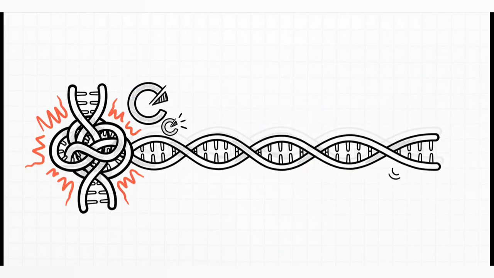And finally, we've got our topology modifiers, the topoisomerases. Imagine trying to unzip a really long, twisted rope. As DNA gets unwound and copied, it gets incredibly tangled and stressed out. These enzymes are the tension managers. They make a quick, temporary cut, let the DNA unwind a bit, and then seal it right back up. Seriously, without them, DNA replication would just grind to a halt.